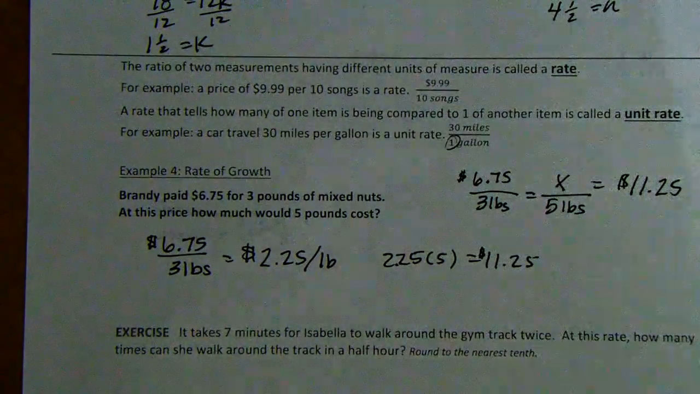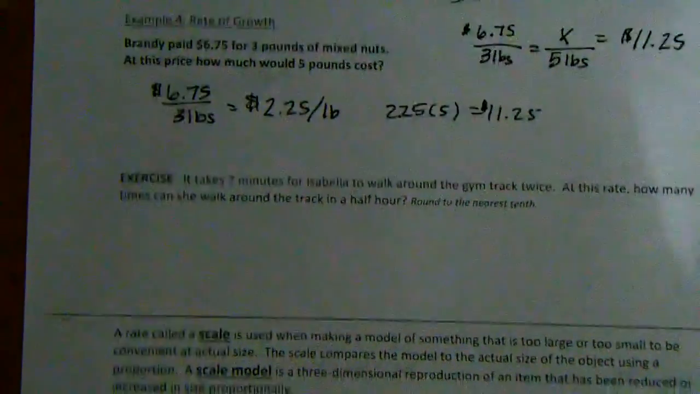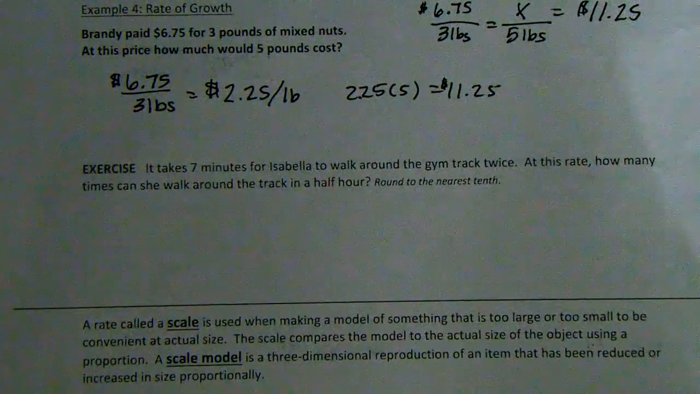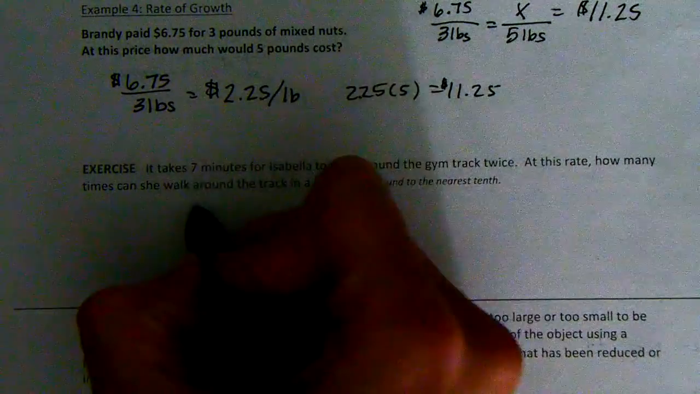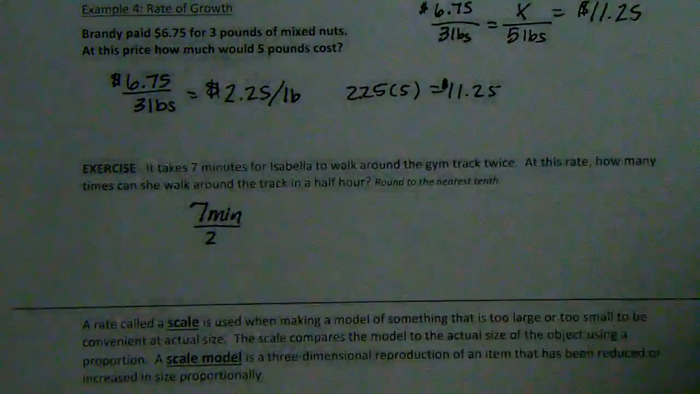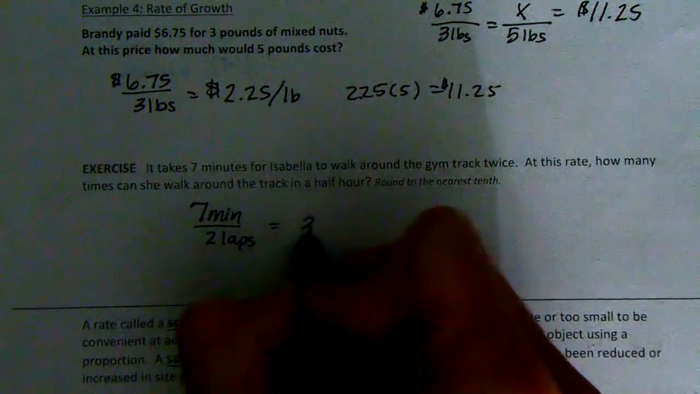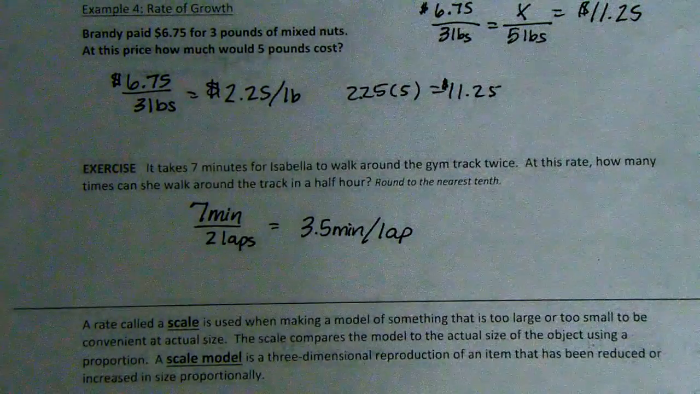Okay, same thing for the next exercise. It takes 7 minutes for Bella to walk around the gym track twice. At that rate, how many times can she walk around the track in a half an hour? Again, I could make that a unit rate. 7 minutes gives me 2 laps, I'll call them. So I know it's 3.5 minutes per lap, right?